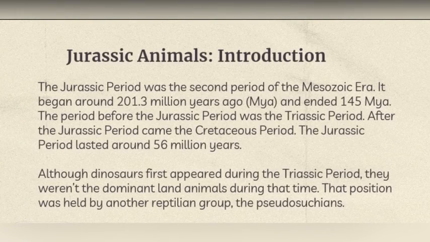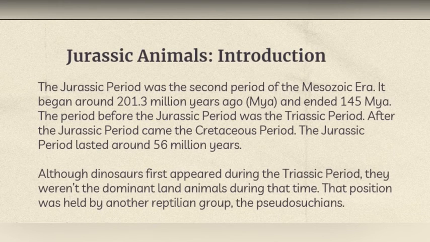Jurassic animals. Introduction. The Jurassic period was the second period of the Mesozoic era. It began around 201.3 million years ago, Mya, and ended 145 Mya. The period before the Jurassic period was the Triassic period. After the Jurassic period came the Cretaceous period. The Jurassic period lasted around 56 million years.